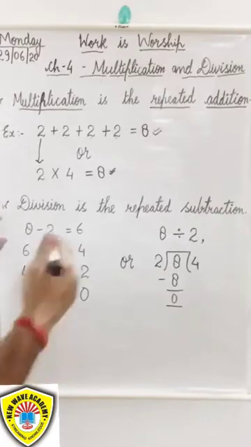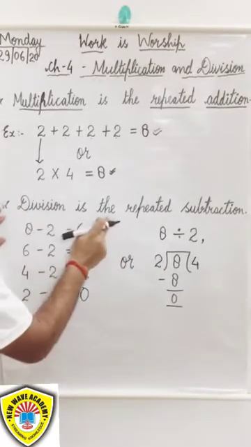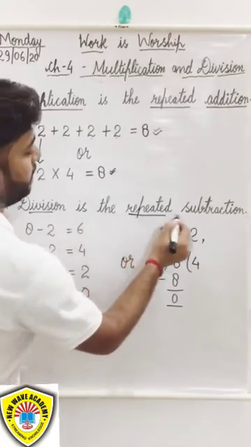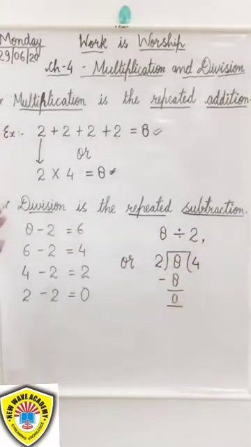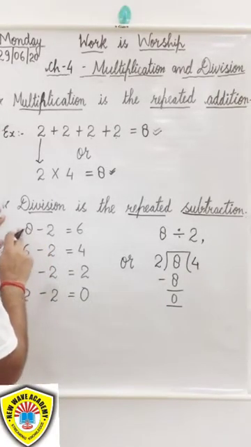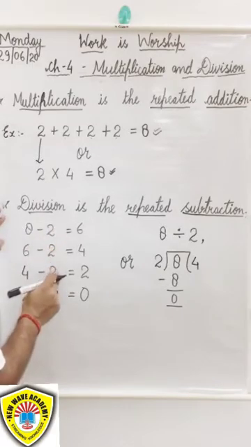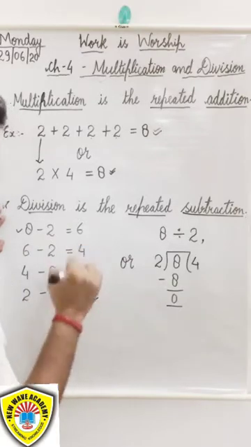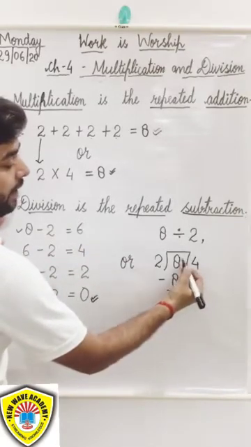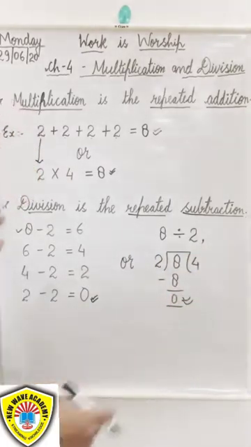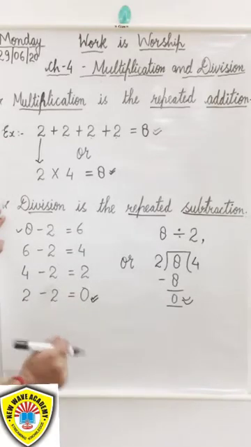Okay, now come to the division. Here division is the repeated subtraction of the numbers. Suppose that we have a number 8 and we subtract 2 from 8 four times. So at last, what is the result we will get? 0. And if we divide 8 by 2, the answer we will get is also 0. So we can say that division is the repeated subtraction also.